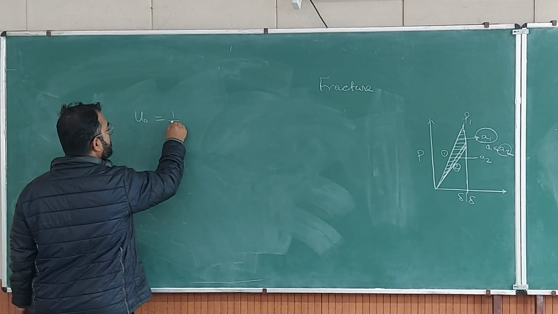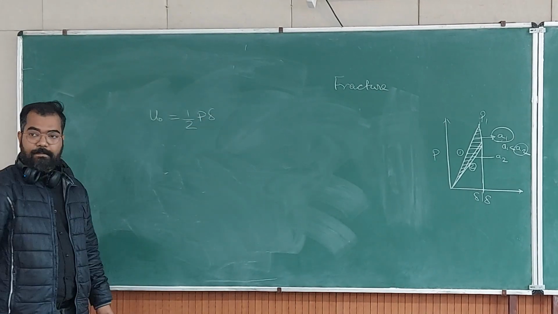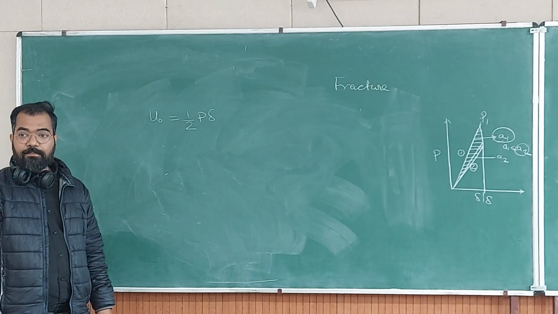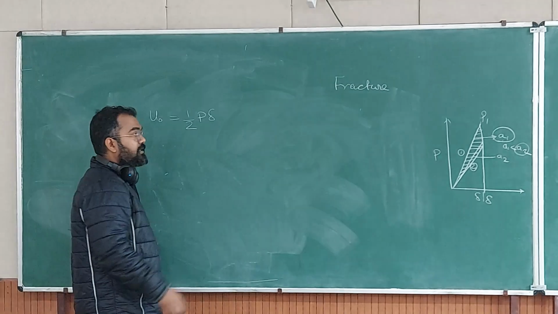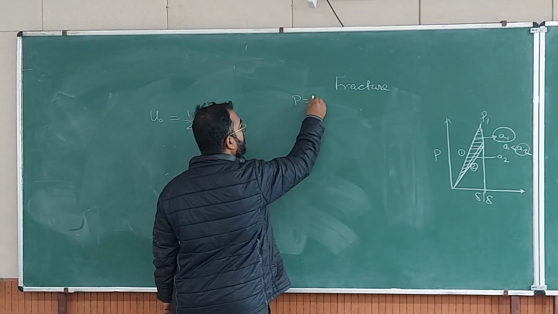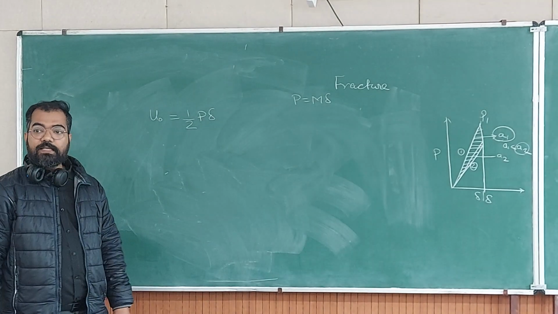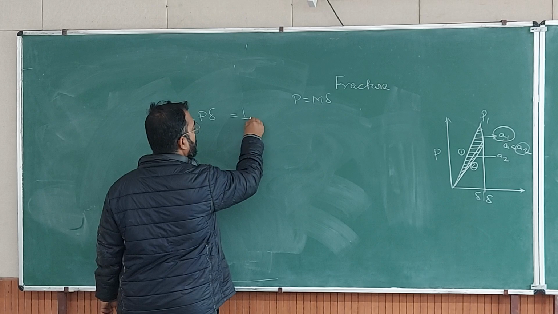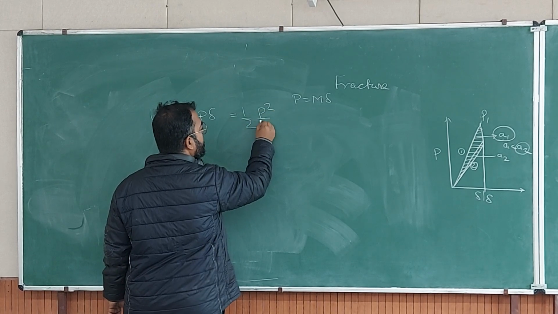So energy can be written as half into force into displacement. If the slope of the curve is m, which is the stiffness in the force-displacement curve, then P is equal to m delta. Now replace delta with P by m, then what will we have? Half P square by m.